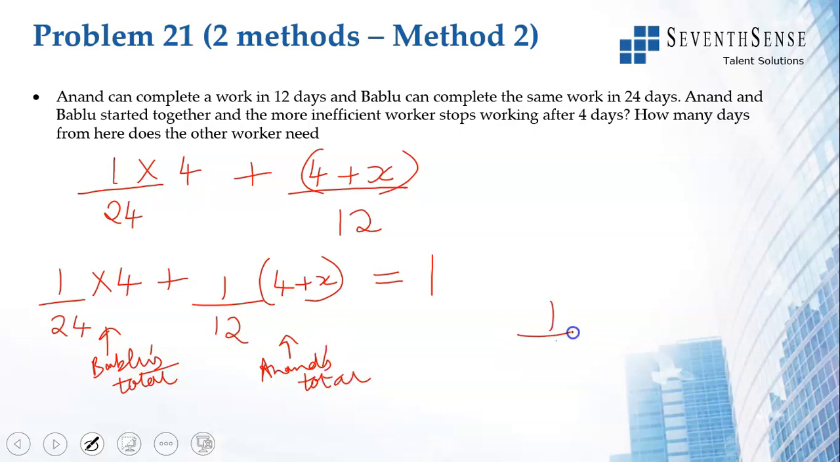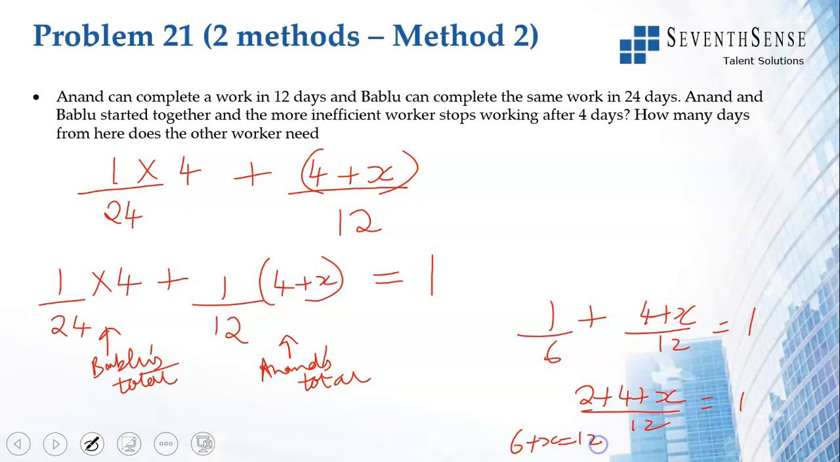4 by 24 is 1 by 6. Plus (4 plus x) by 12 equals 1. If you take the LCM, we get 2 plus 4 plus x by 12 equals 1. 6 plus x equals 12. X is equal to 6. We need 6 more days for Anand to complete the pending work.